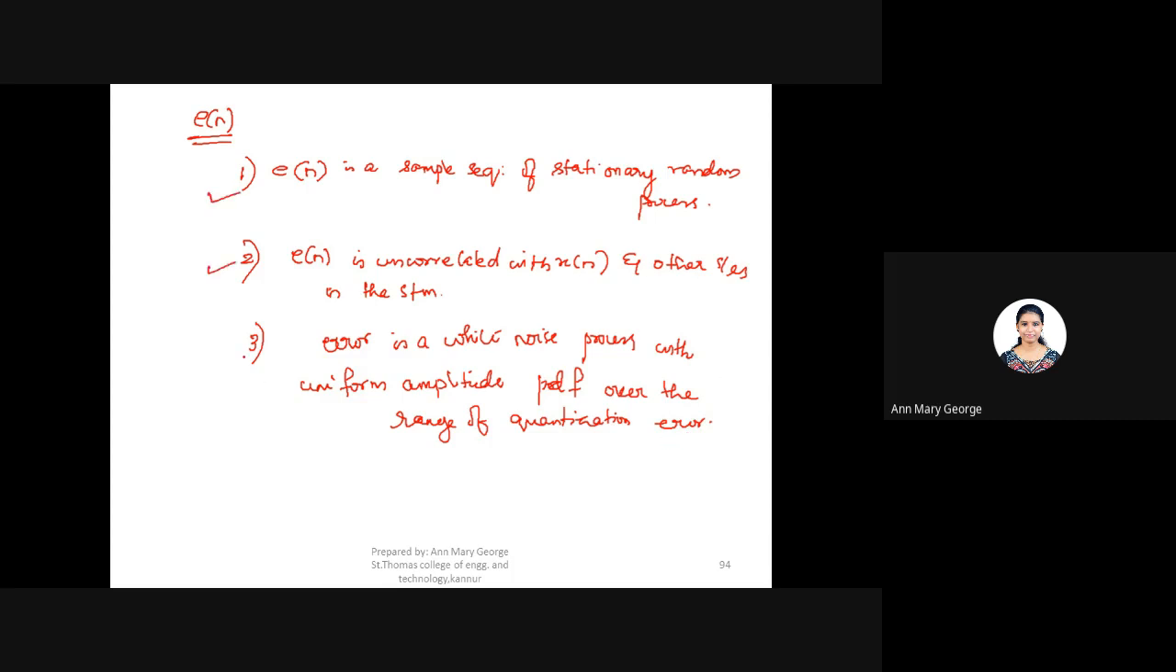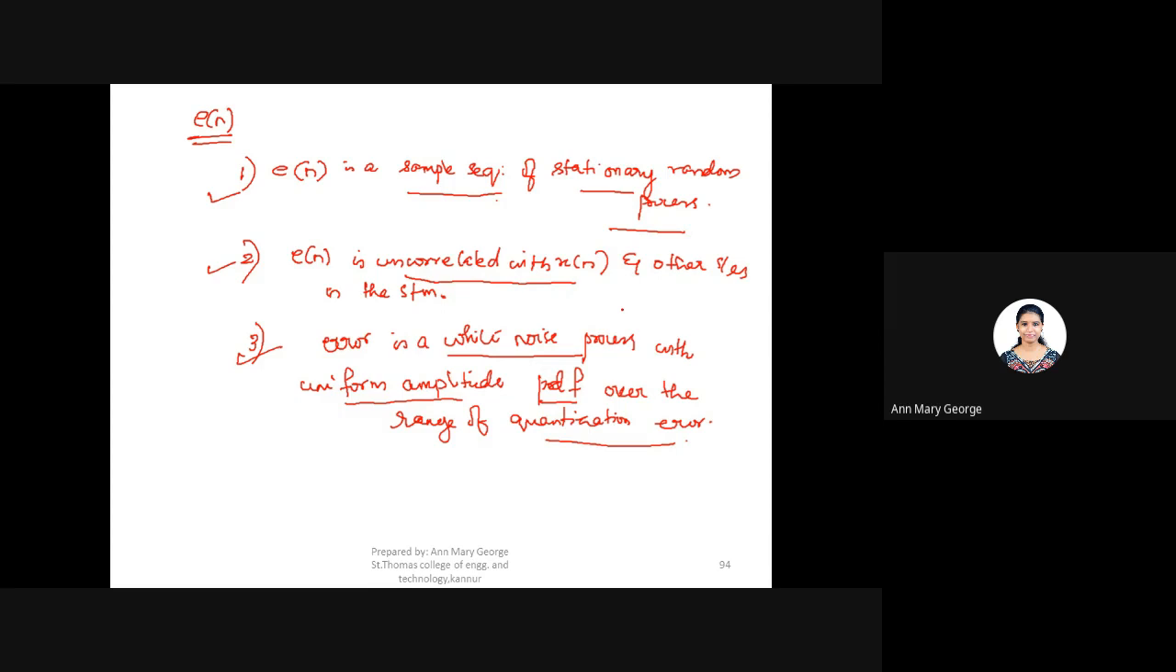Each of these properties: e of n is a sample sequence of stationary random process and is uncorrelated with x of n and other signals in the system. It is a white noise process with uniform amplitude PDF over the range of quantization error. You should learn this. Along with these properties, you have to learn the equations representing these properties. We can see this one by one.